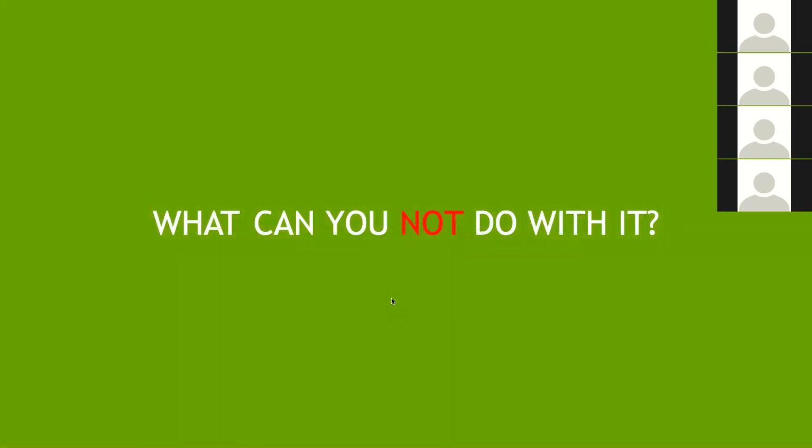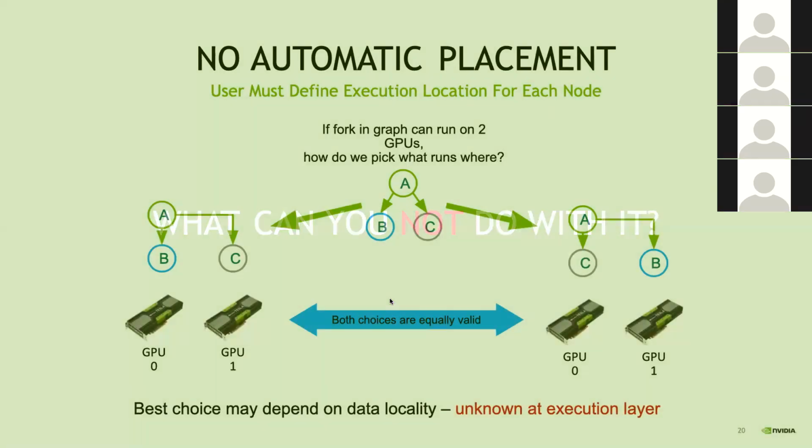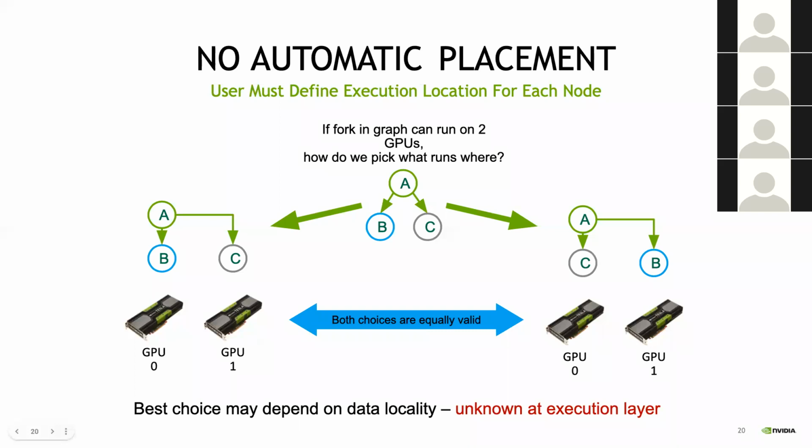So what can you not do with CUDA graphs? As with other CUDA work, CUDA graphs will not automatically place nodes on different devices that you have available without you explicitly telling it to do so. Say we have independent nodes B and C and 2 GPUs at our disposal. The best choice is really only known to the programmer, which has to do with data locality usually. So CUDA doesn't attempt to make that choice to auto assign for you.